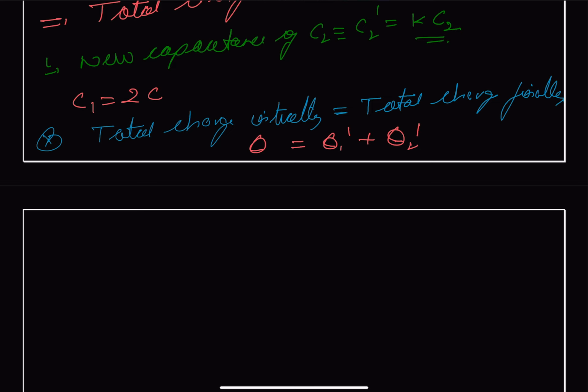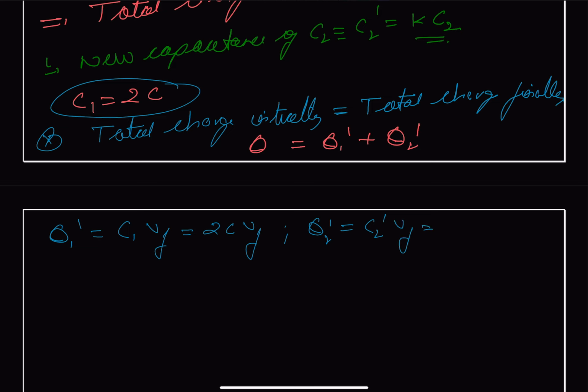So Q1 prime is our C1, and if the final voltage is VF, C1 is still equal to 2 times C, so this comes as 2C times VF, and our Q2 prime will be equal to C2 prime times VF, and C2 prime is K times C2 times VF, and C2 we already know is twice C, so this comes as K 2C multiplied by VF.